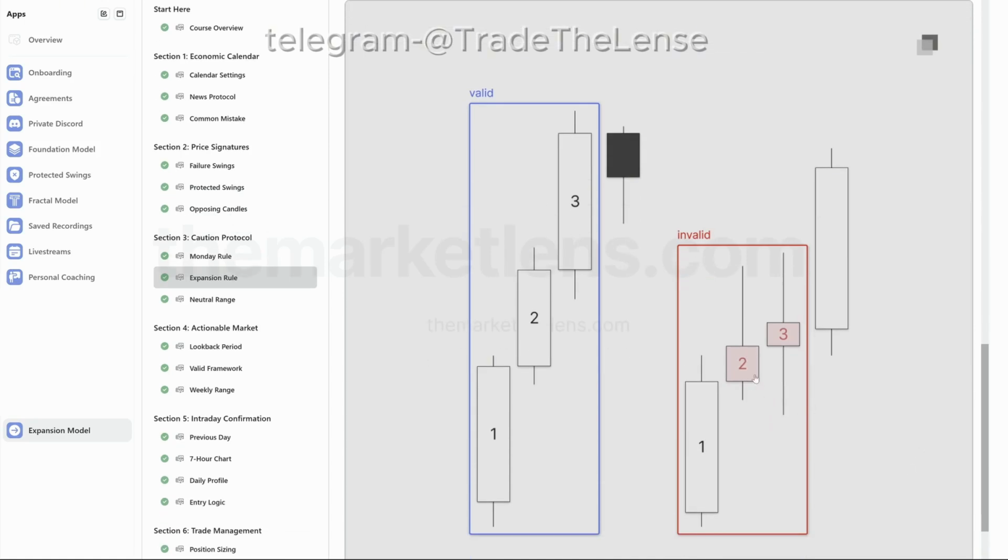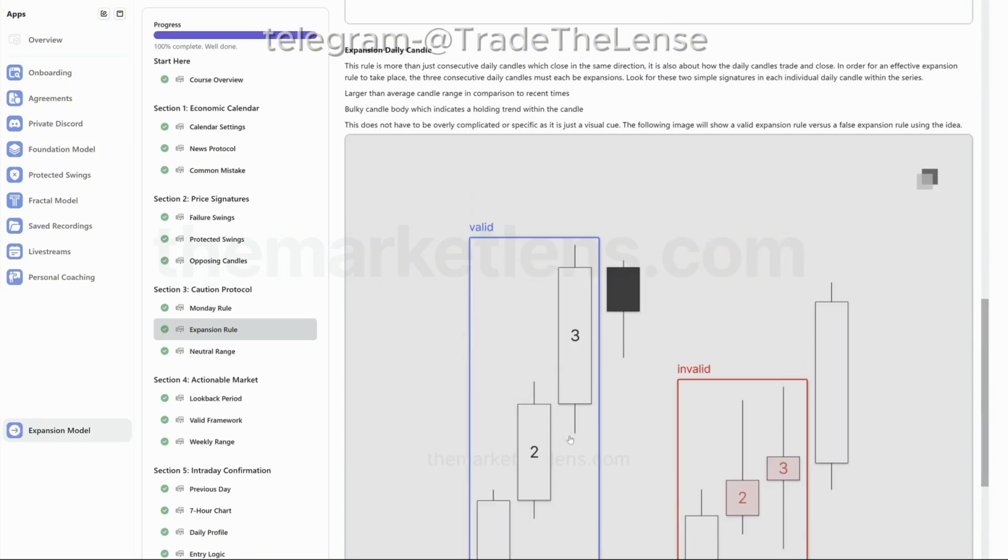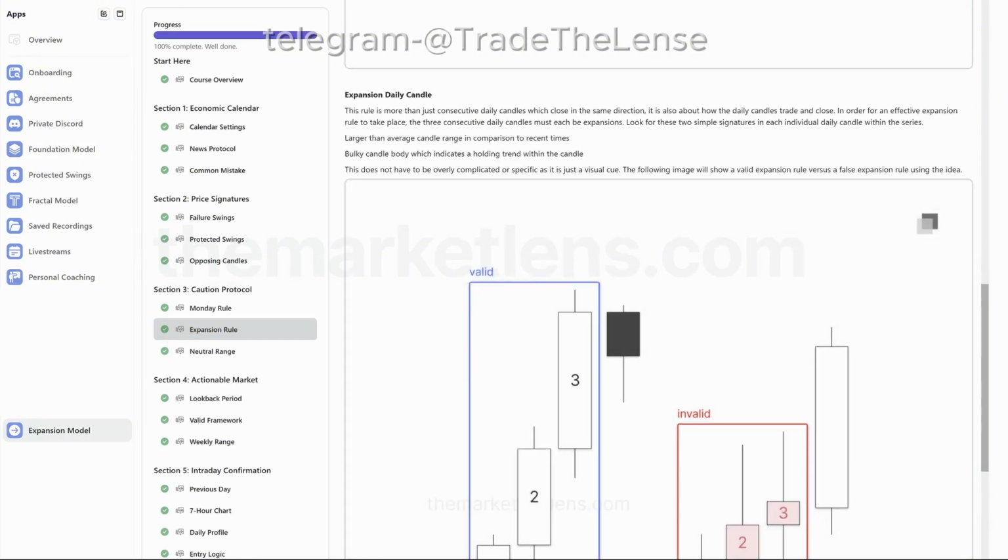It can't just be the close of the daily candle. So it can't just be 3 consecutive bullish daily candles like you see here. They need to be expansion days. And really what defines an expansion day, and I mentioned here, this is just a visual cue. You don't have to measure the days. You don't have to do anything fancy.